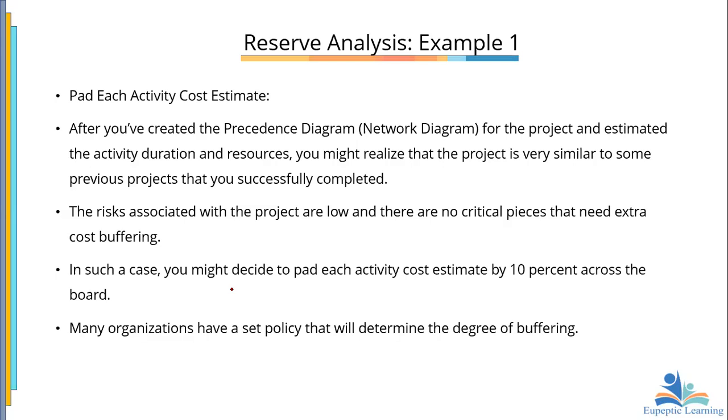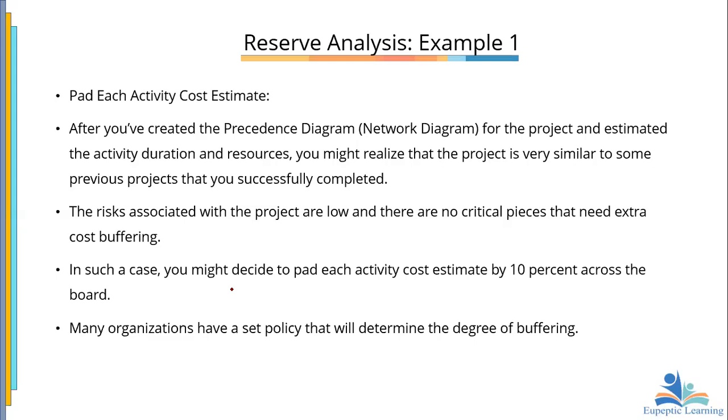So in such a case, you might decide to pad each activity cost estimate by, let's say, 10% across the board. Okay. Now, many organizations have a set policy that will determine the degree of buffering. That is true. To some organizations, you can give 20%, some organizations 10% is too much, maybe 5%. But it's all about coming out with your network diagramming, right? And then looking at areas where you know that there are possible risks that you are likely to encounter. And then you put up these buffers, okay?